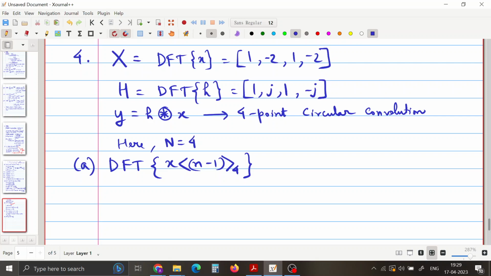Again you use that property: whenever there is a time shift, its DFT will be the original DFT scaled by a factor of e power minus j 2 pi k times the shift amount by capital N. So if you use that property, you will get this as e power minus j 2 pi k by 4 times X of k.